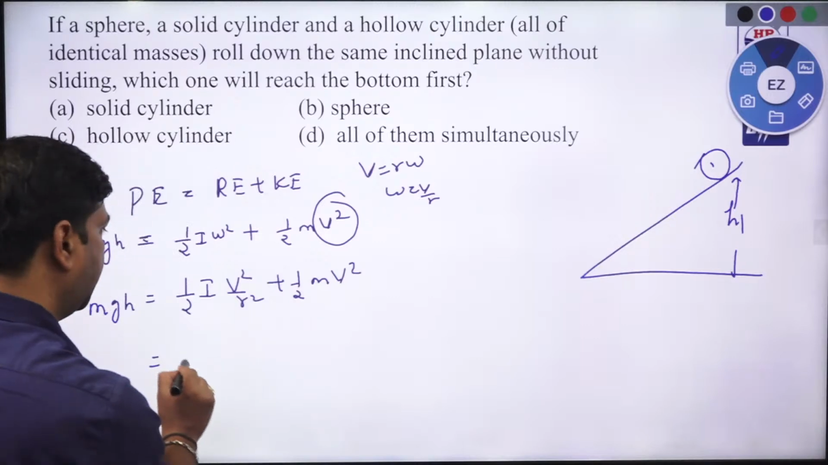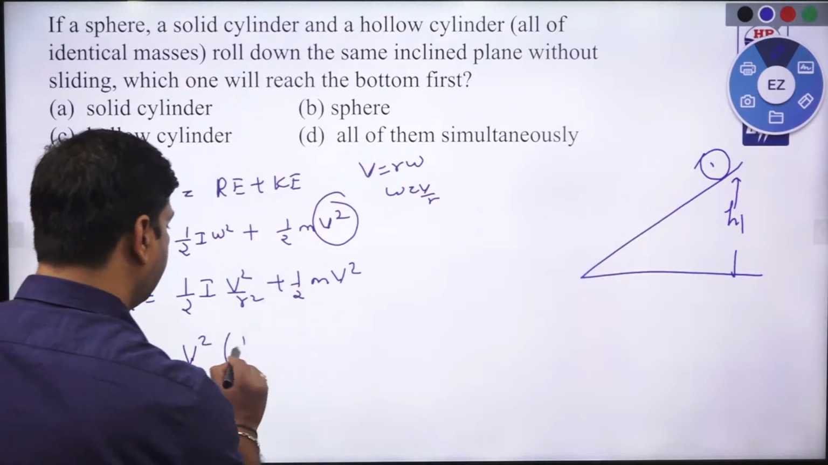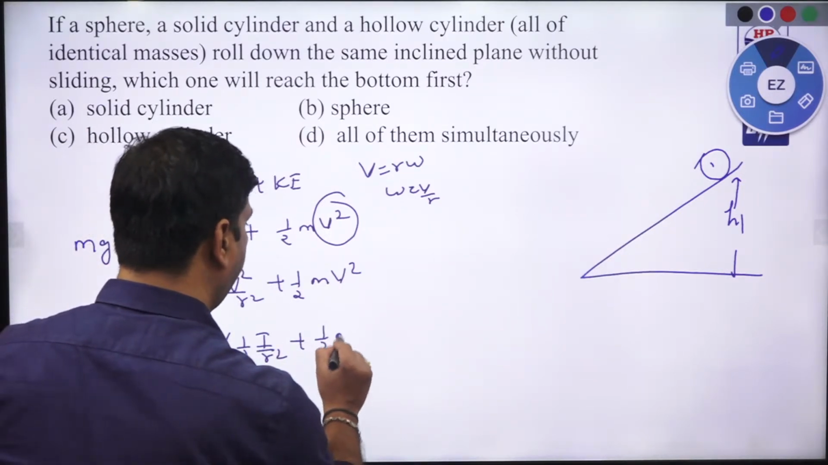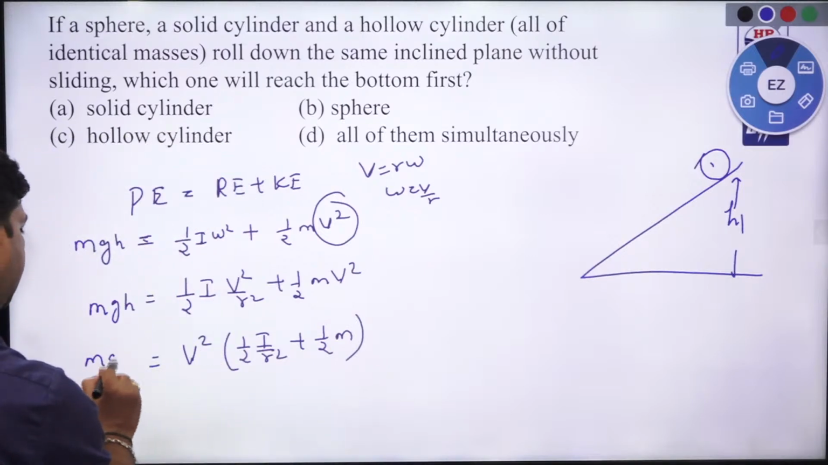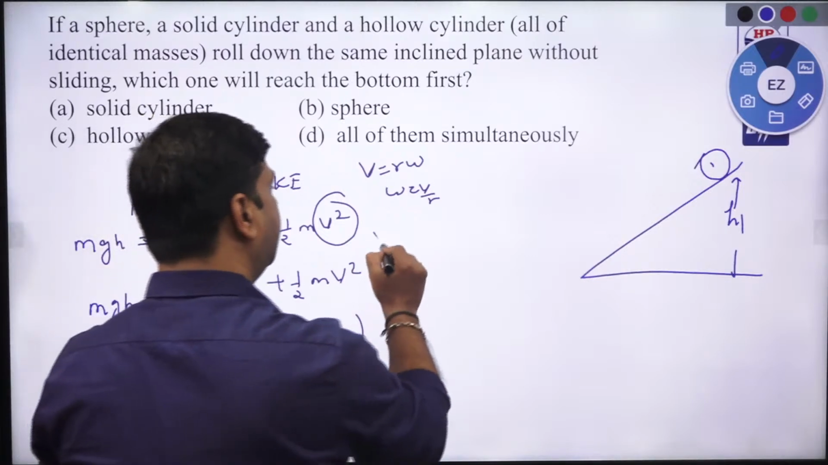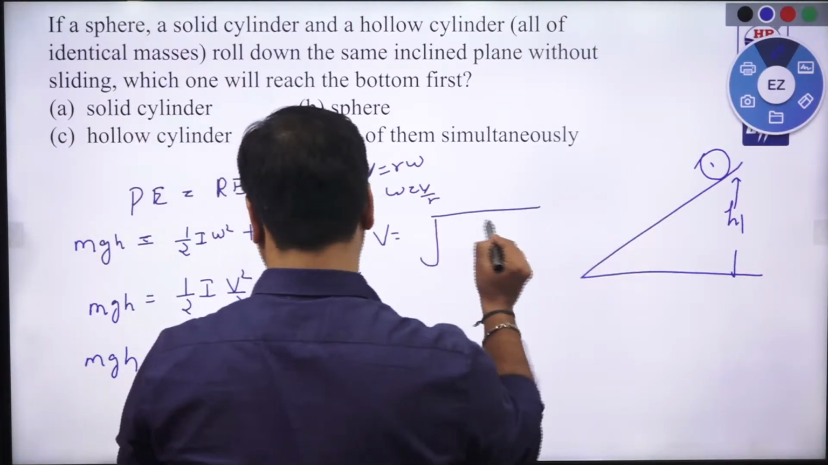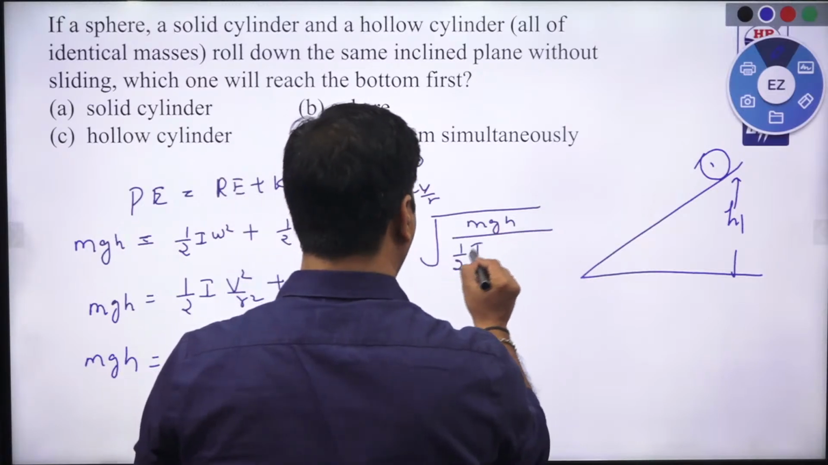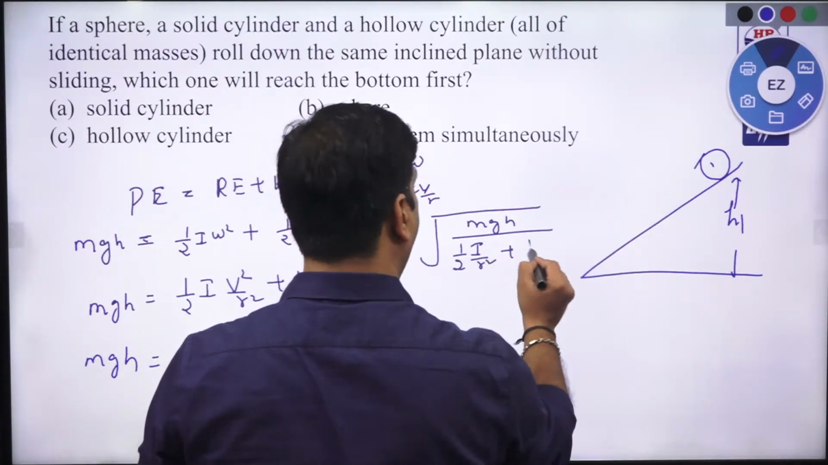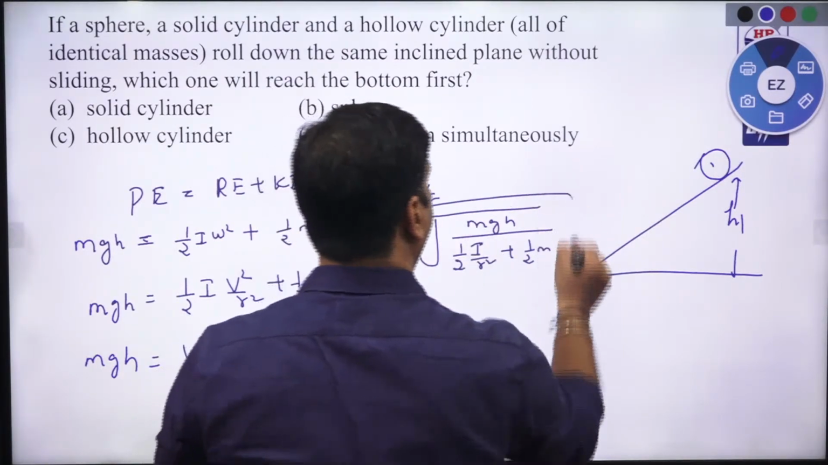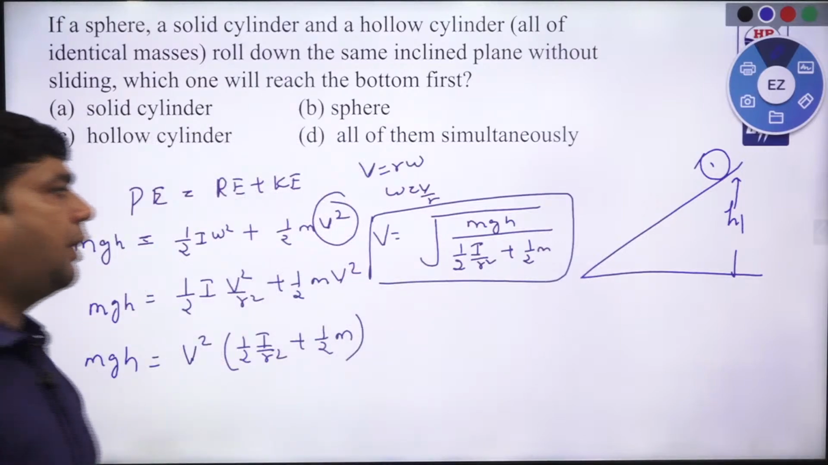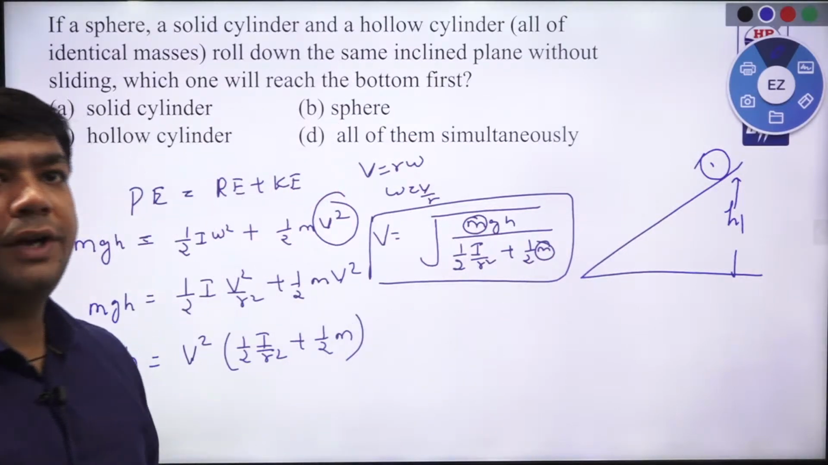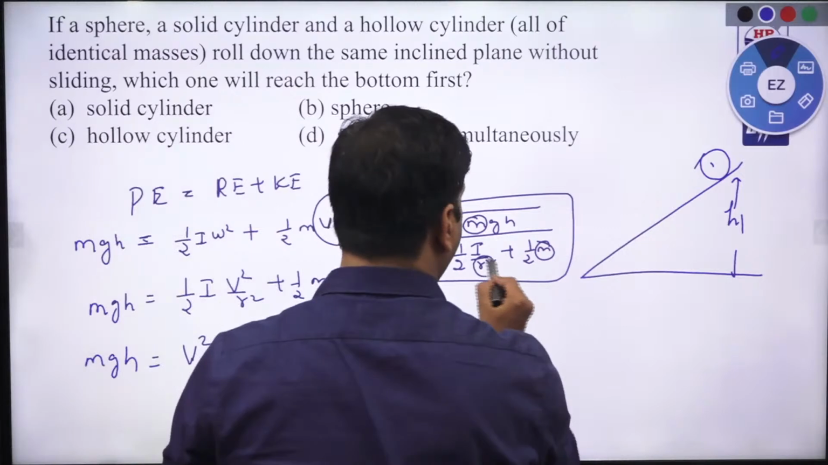Here I am taking v square common: v square equals half of I by r square plus half of m. So from here we can write v equals root of mgh upon half of I by r square plus half of m. That is the velocity. If you see this velocity expression, you will find that all have the same masses, so it does not depend upon the masses, and the radius is also constant.